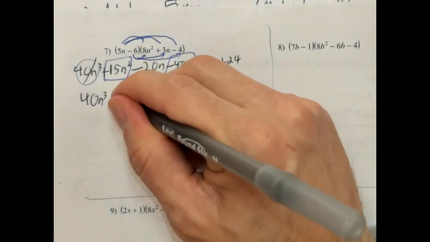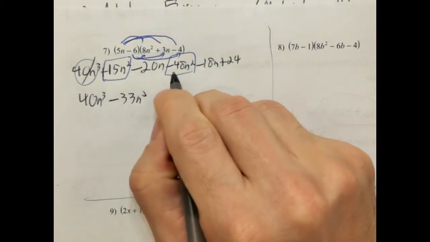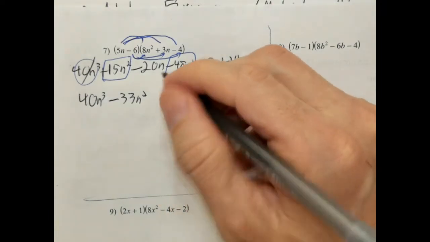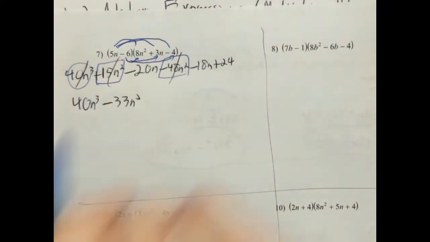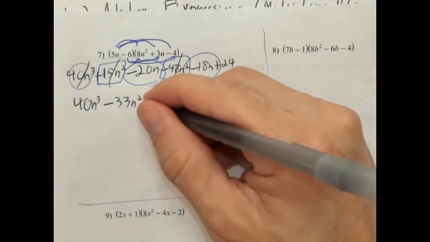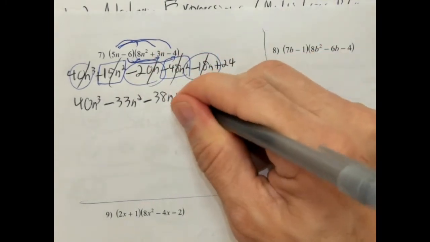Negative 33n squared, because they're different signs, so you do big minus small. So 48 take away 15 is 33. Take the sign of the larger number, which is negative, so it's negative 33n squared. We also have negative 20n and negative 18n. Negative 20 minus 18 would be negative 38n. And bring down the 24.